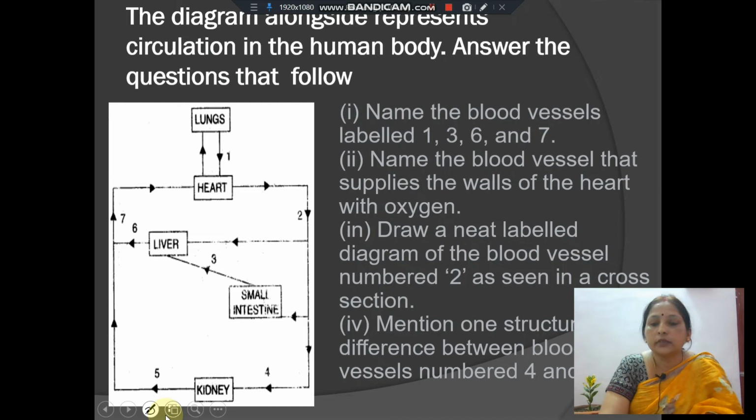Mention one structural difference between blood vessels numbered 4 and 5. 4, since it brings the oxygenated blood, is the artery, and 5, since it takes deoxygenated blood, is the vein. Structural differences: arteries have a thick muscular wall and narrow lumen, and 5, the vein, has a wider lumen and thin wall. So this is the basic structural difference.